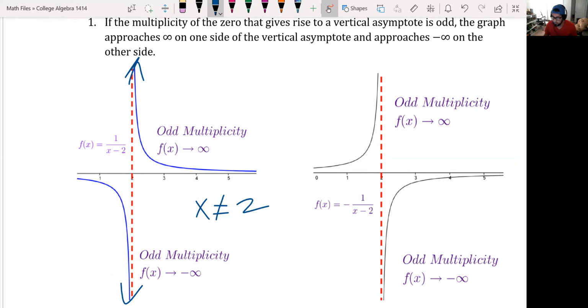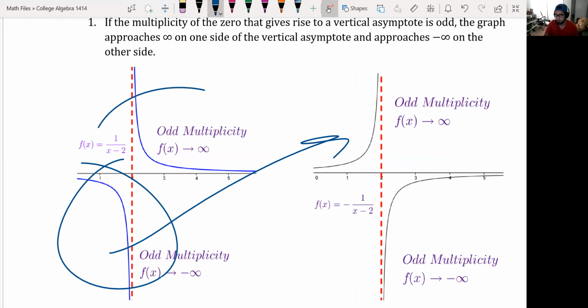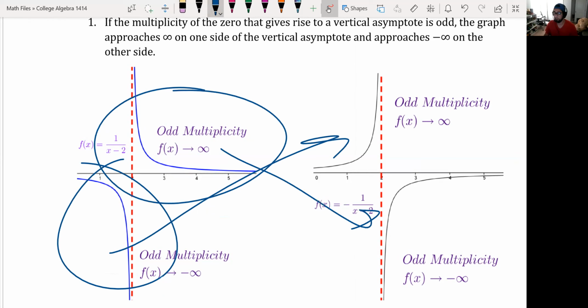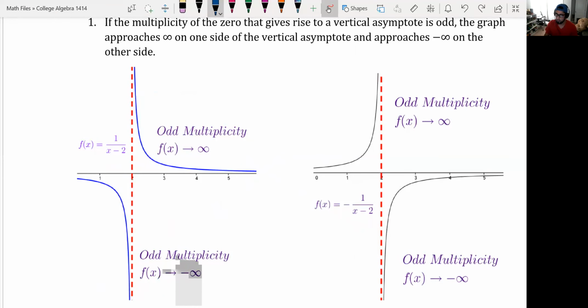Same can be said over here. All we did here was put a negative in front, and if you think about transformations, what does the negative do in front of a function? It flips it over the x-axis. So essentially, we just took this tail, flipped it up there, took that tail, and flipped it down there. That's it. So, in odd multiplicity, one tail goes to infinity, one tail goes to negative infinity. Okay, so that's odd multiplicities of vertical asymptotes.